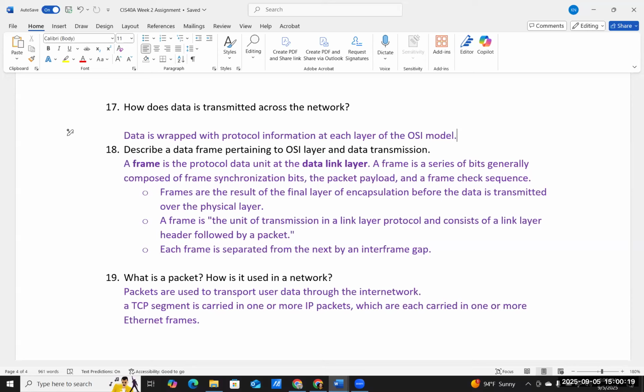And it says which are carried on one or more Ethernet frames. So in the Ethernet frames, ultimately this is 802.3, and that is going to be able to route your packets to the receiving system.